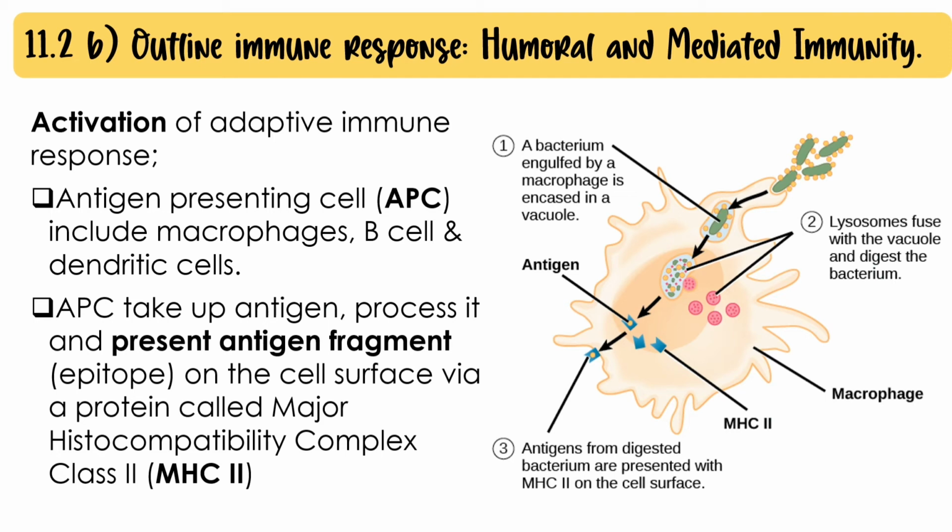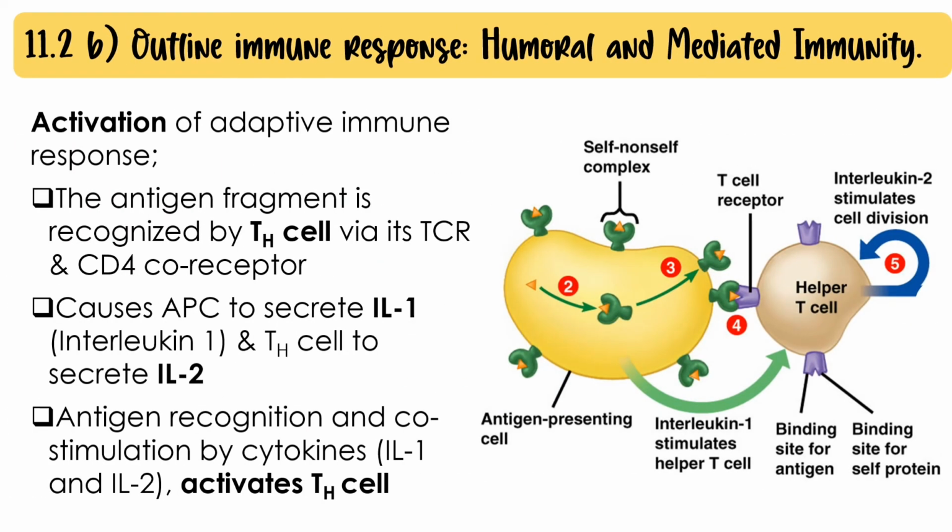MHC II protein is unique to antigen-presenting cells. This means that only these groups of cells have the ability to present antigen fragment on their cell surface using this type of protein. Next, the complex made up of MHC II and the antigen fragment on the cell surface will be recognized by the helper T cell or Th cell via their T cell receptor and the CD4 co-receptor.